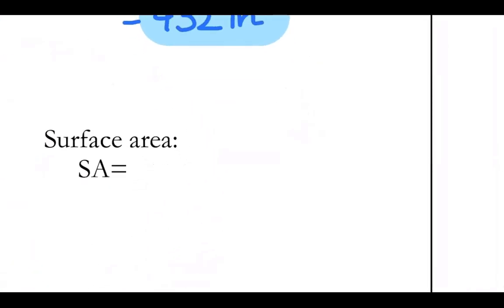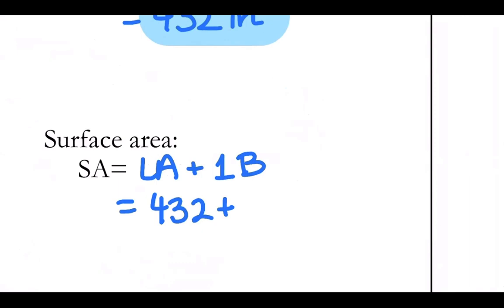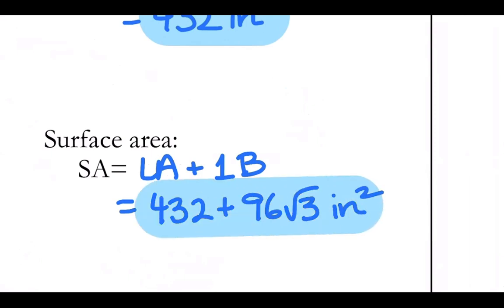Total surface area. Total surface area is the lateral area plus one base. So 432 plus one base area was 96√3. And that can't be combined together. So that's just your final answer, 432 plus 96√3 inches squared.